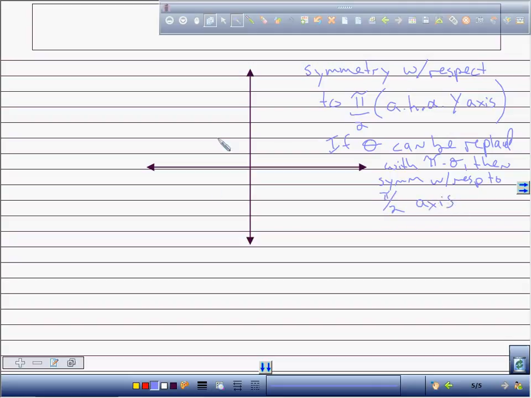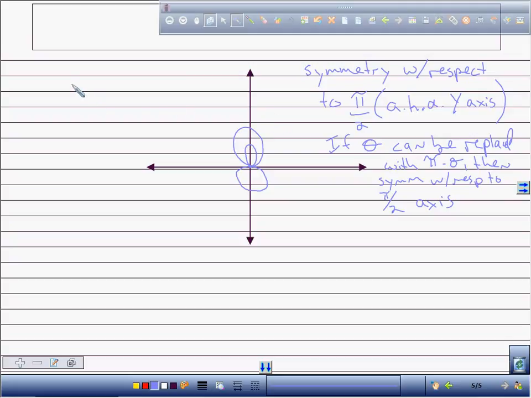For example, something that might have symmetry with respect to this might be a limaçon with a loop. Is that what it looks like? No, it goes inside of the circle. So would it look like that? Yeah. Well, anyway, that's something with symmetry with respect to the pi over 2 axis.